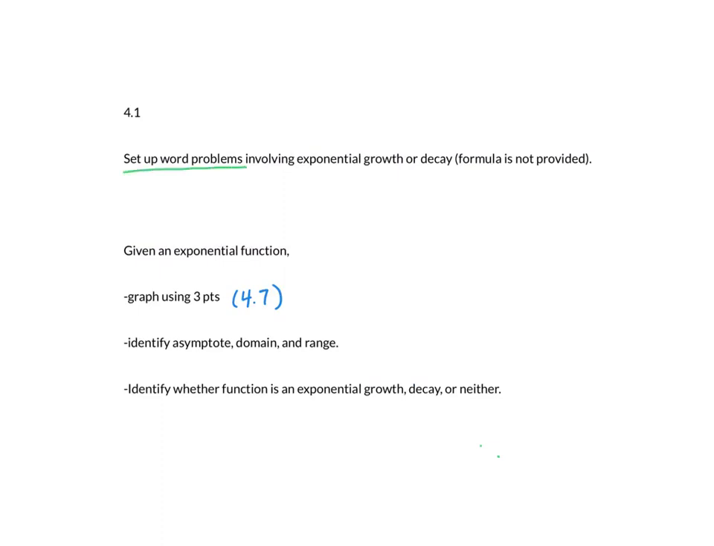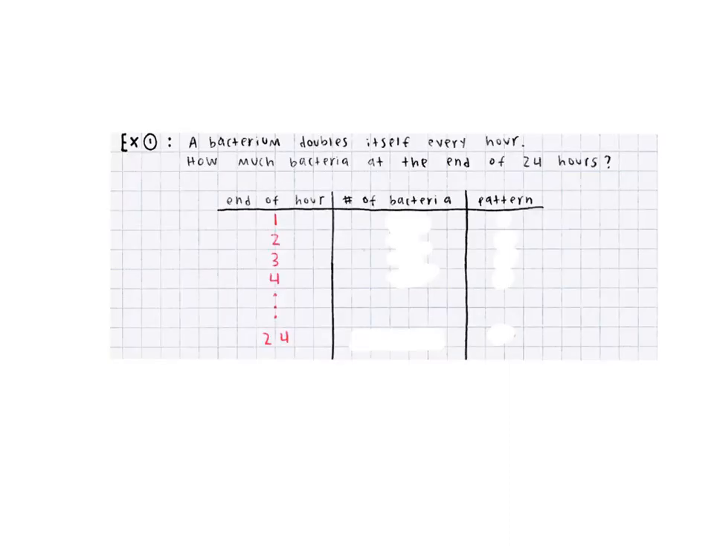Set up and solve word problems. And given an exponential function, identify these types of things, as well as identifying whether something is an exponential growth, decay, or neither. Let's start with an example. Let's say you're in biology lab class and you are growing bacteria.